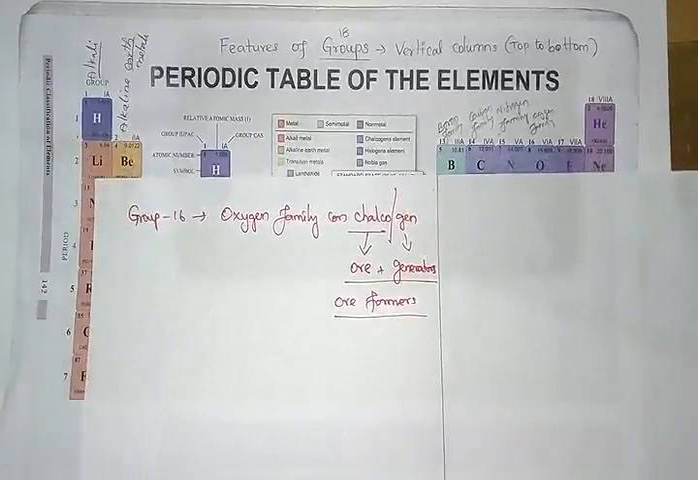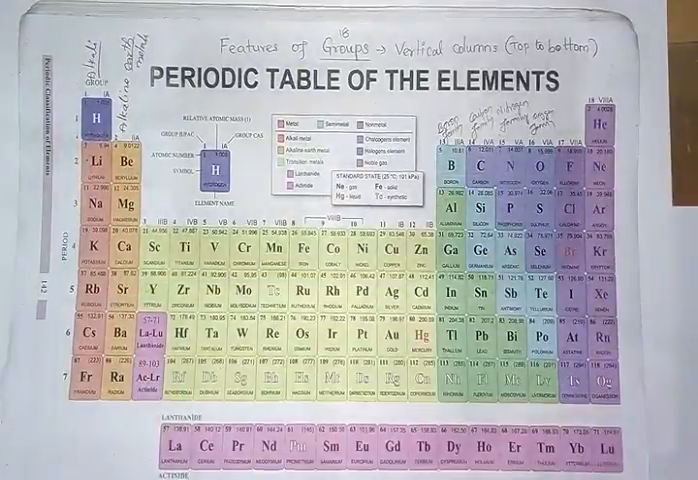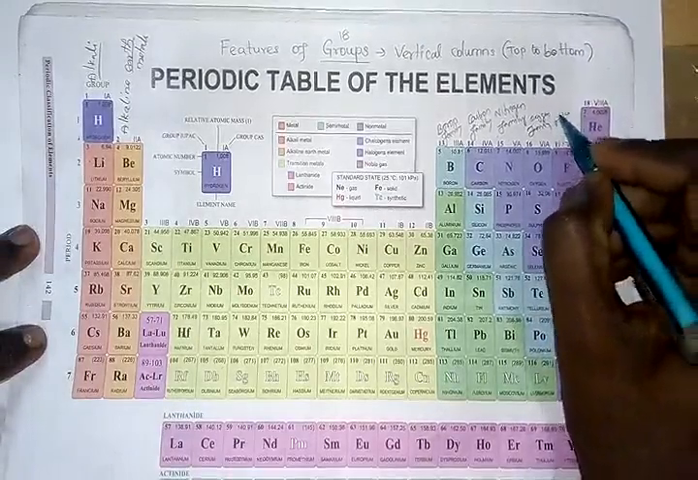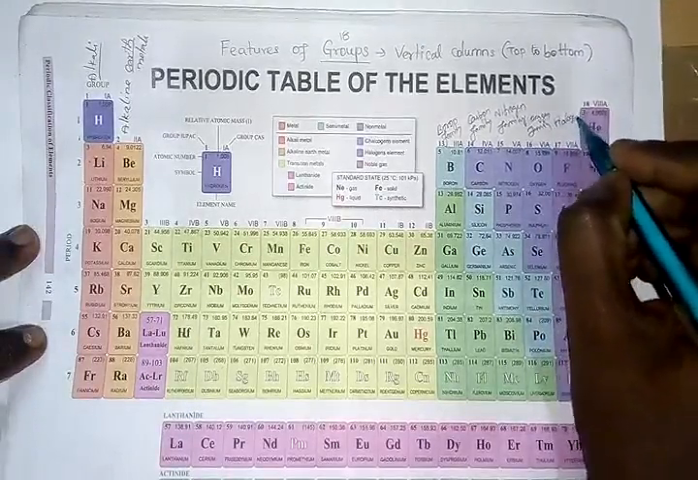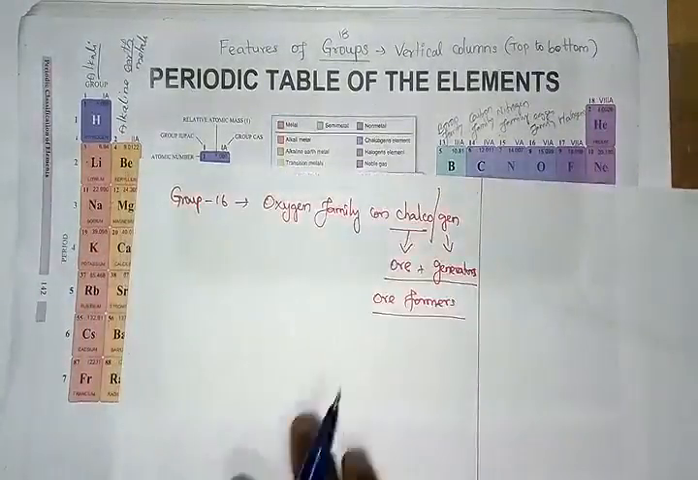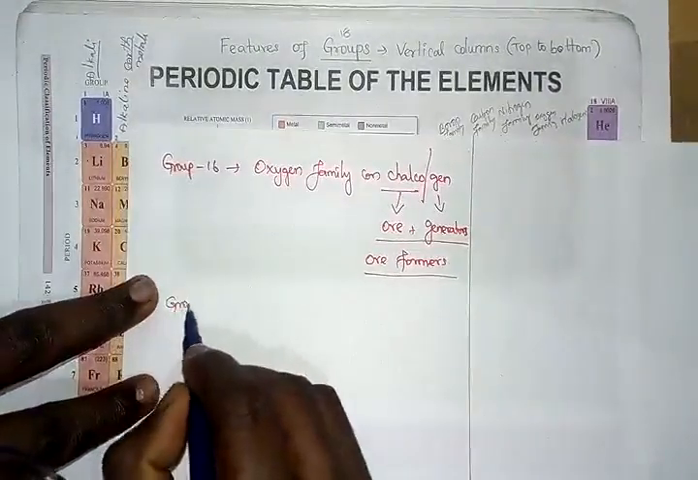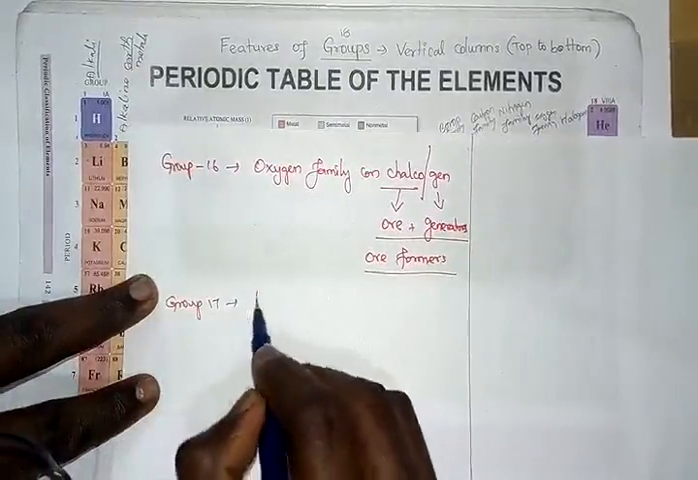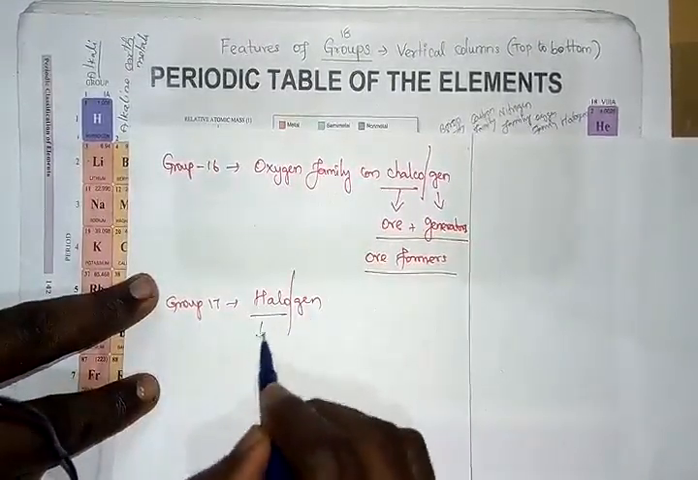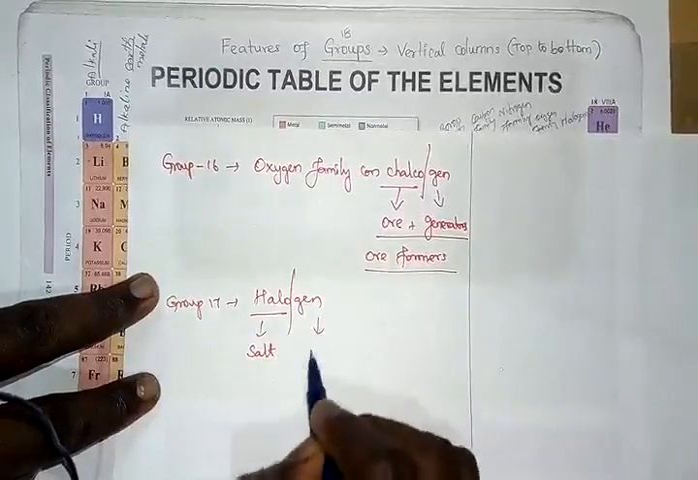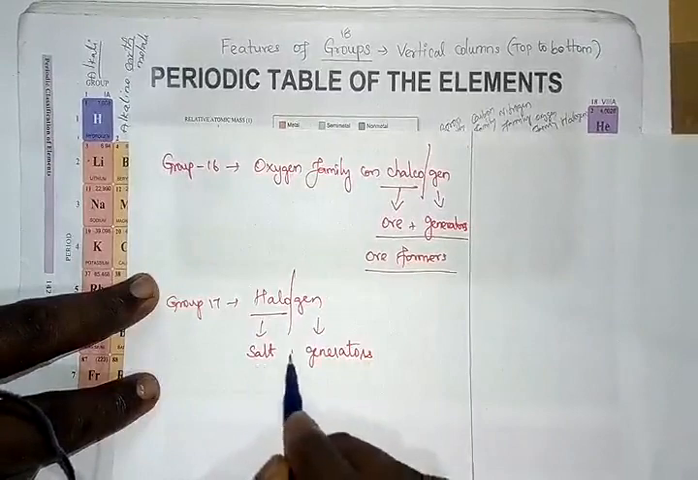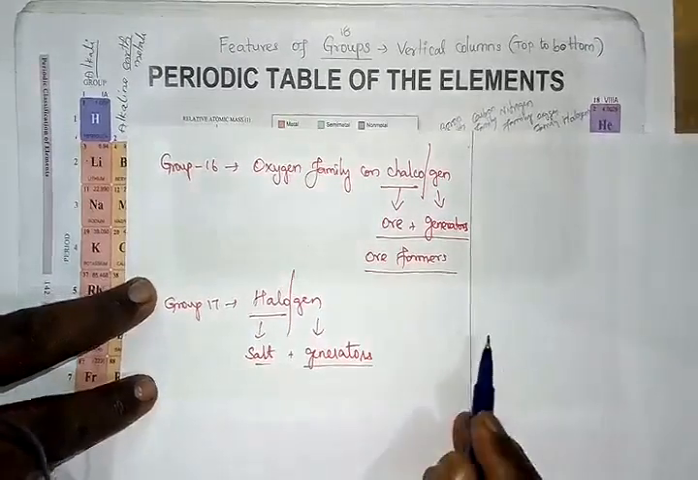The next one, the 17th group. The 17th group elements are called halogens. Group number 17 is called halogens. Again, halo means salt, gen means generators. So they are salt generators or salt formers.